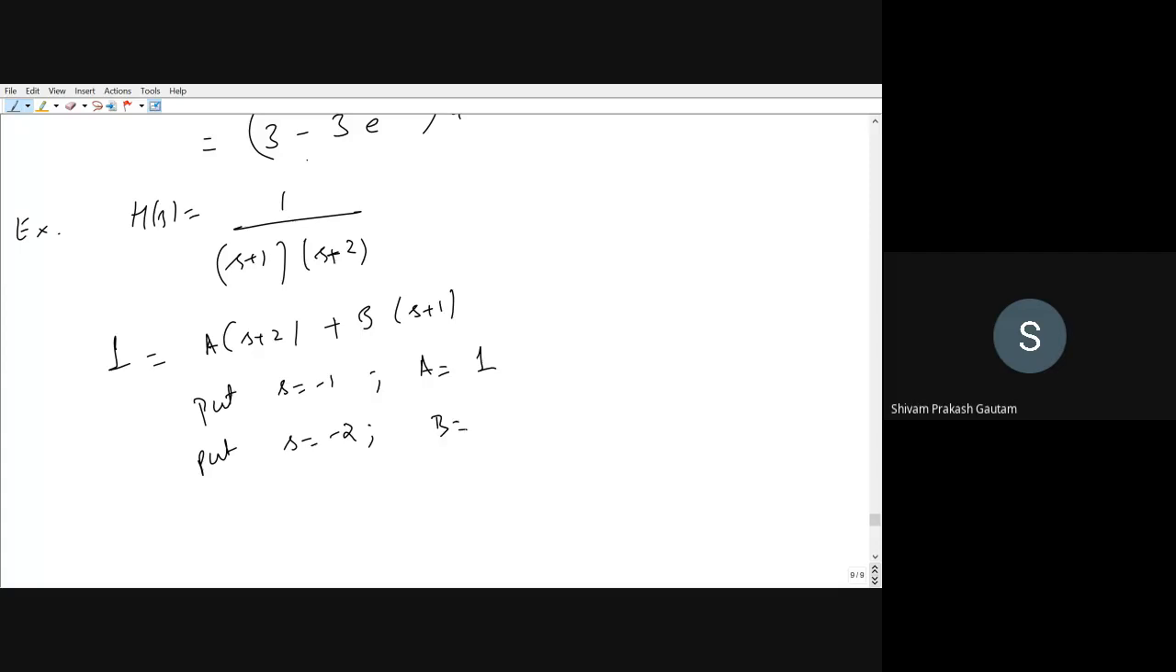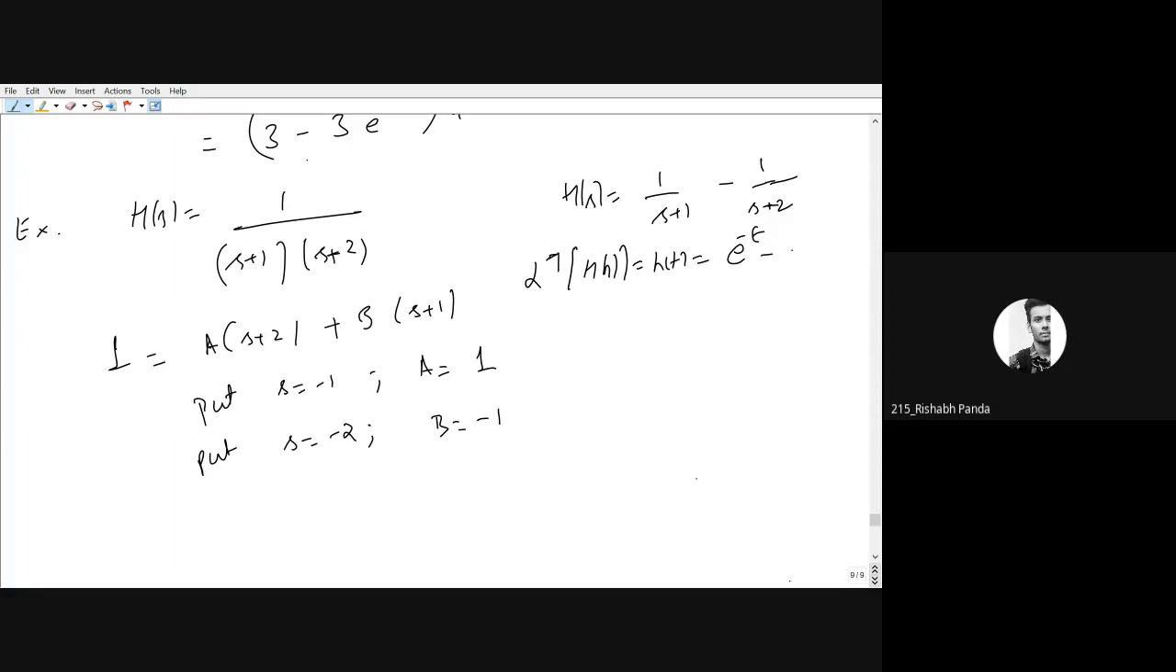and B will be equal to how much? Minus 1. So H(s) will be equal to 1 upon s plus 1 minus 1 upon s plus 2. Is it okay? The Laplace inverse of H(s) will be equal to h(t). What is the Laplace inverse of 1 upon s plus 1? e to the power minus t, minus e to the power minus 2t. And write here u(t) also, if you want.